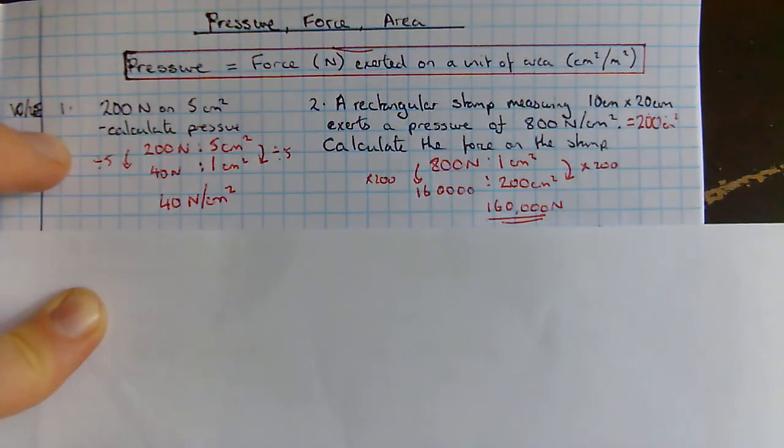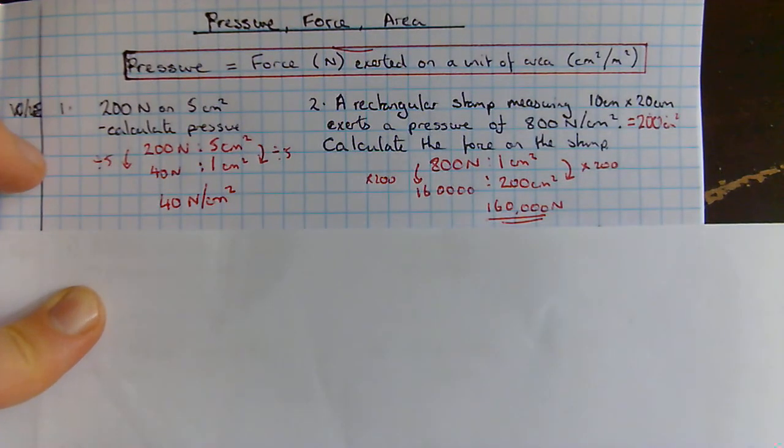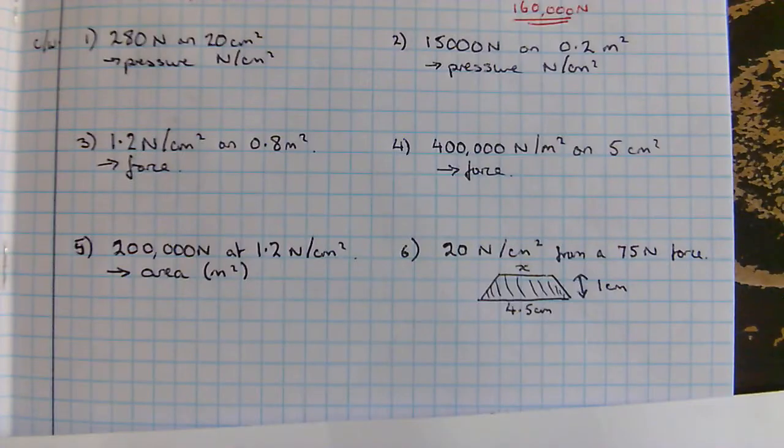Okay, pause the video now while you just write down those worked examples. When you're ready, press play and have a go at the questions below. Okay, so 6 questions for you to try. The first 2 you're looking at finding the pressure, the next 2 you're looking at finding the force, and then the last 2 you're looking at finding the area. Pause the video now while you have a go at the questions. When you're ready, press play and see if you can correct your solutions.